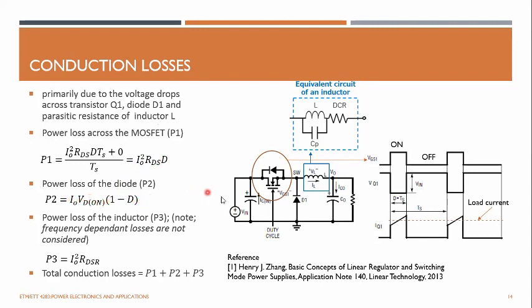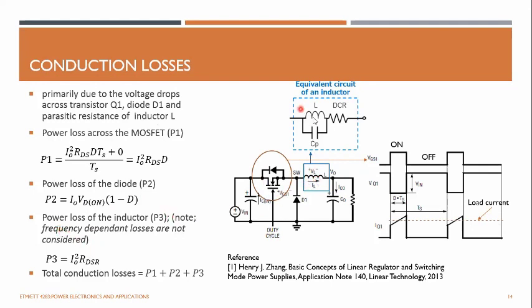And the power loss of the diode is simply the output current into the turn on voltage drop across the diode into the time period 1 minus D into Ts, because in this period, 1 minus D into Ts, the diode will conduct. In the other period, there is no current through the diode, so that is zero. And using the same principle, we can calculate the power loss of the diode in this equation.